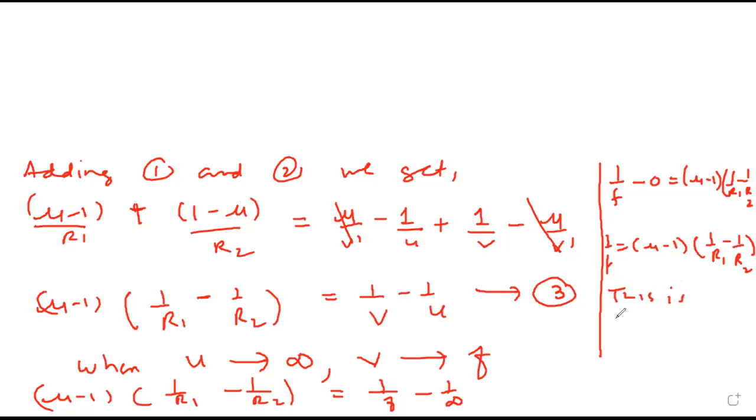This is known as lens maker's formula. One more line. Okay, please copy till this. 1 upon F is mu minus 1 into 1 upon R1 minus 1 upon R2. This is known as lens maker's formula.